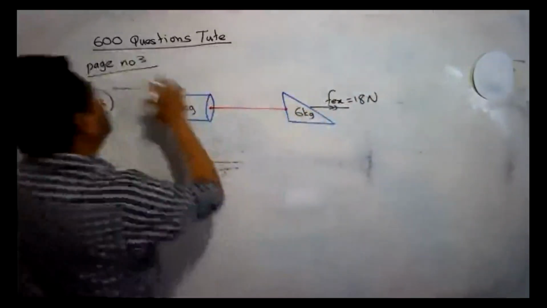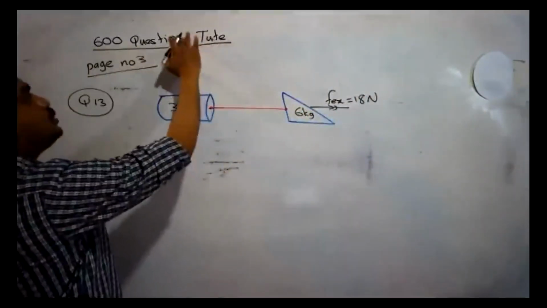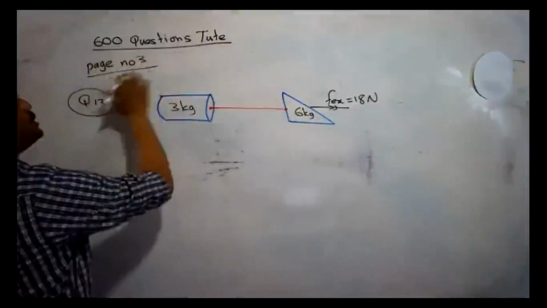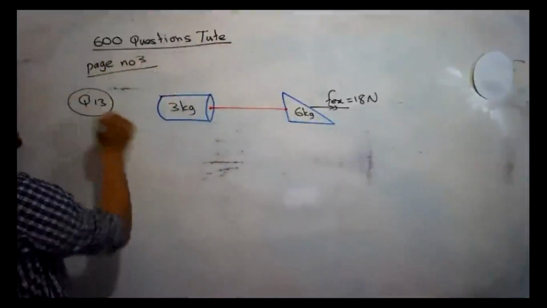Please draw this figure here. Write the heading 600 questions Tute. Use the normal theory note, no problem. 600 questions Tute, page number 3, question number 13, and draw this figure.